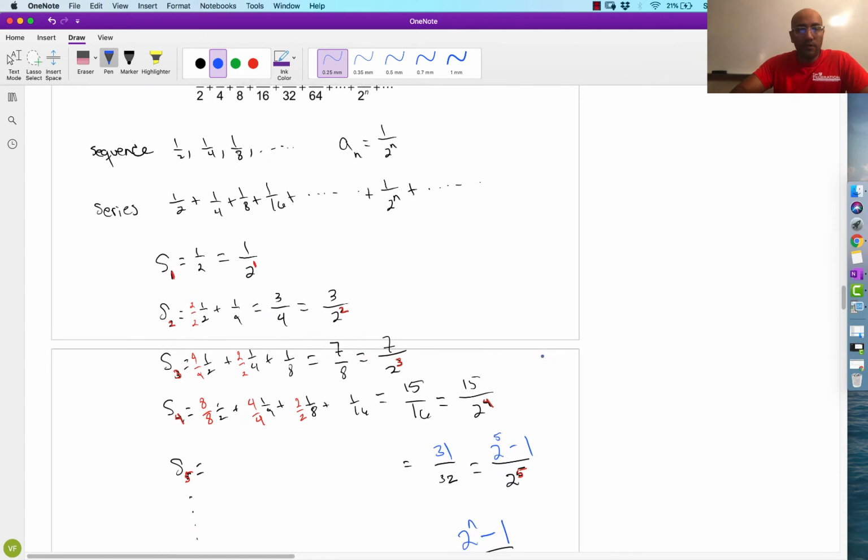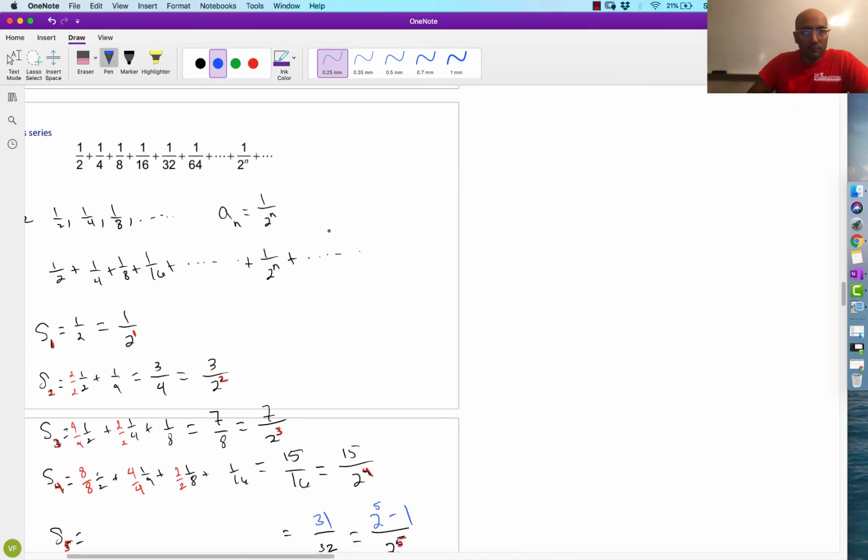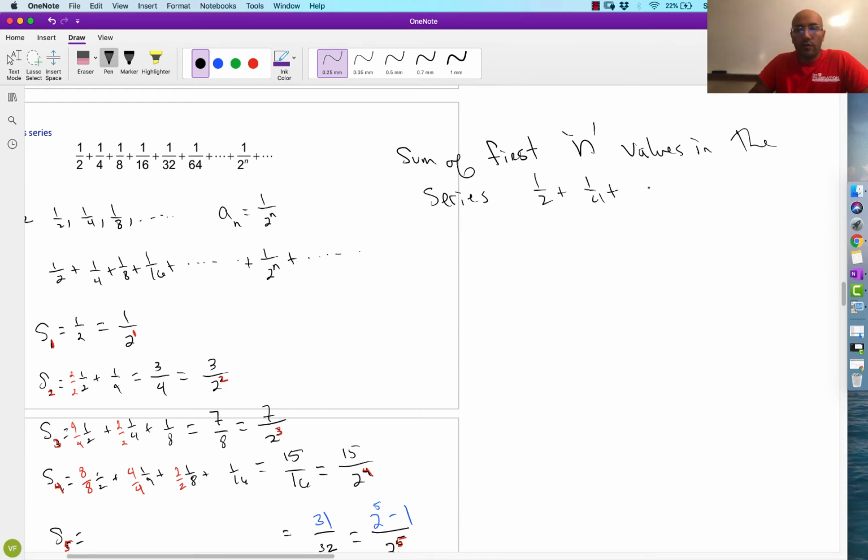So the sum of the first n values in the sequence, in the series, 1/2 plus 1/4 plus 1/8 plus 1/16 plus dot dot dot.